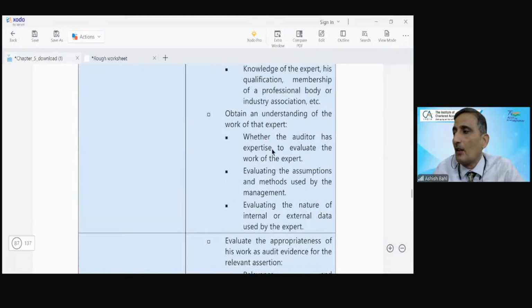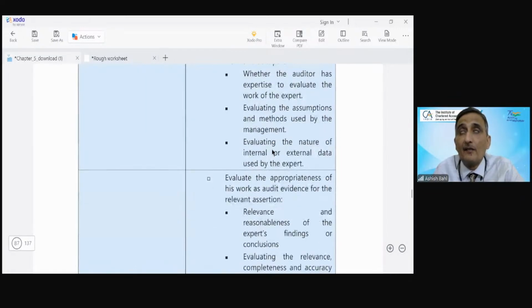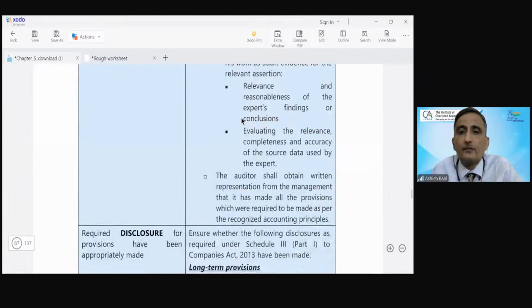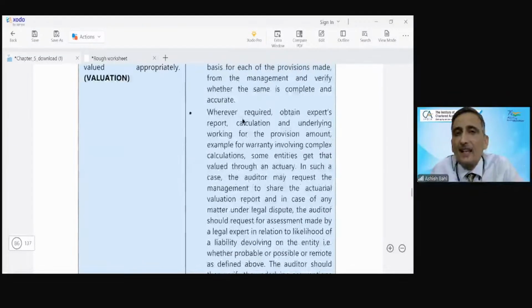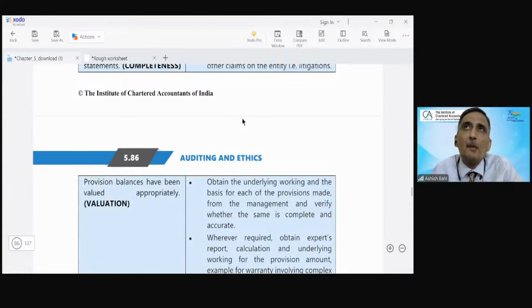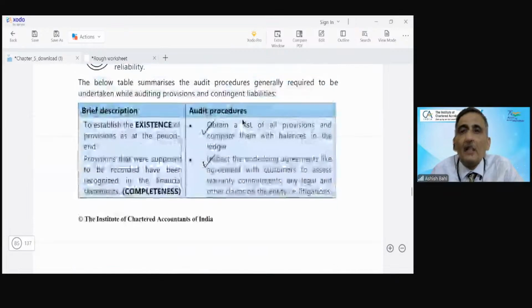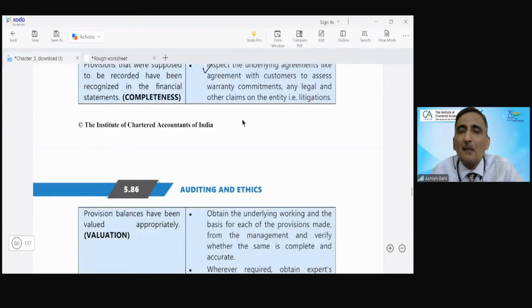Obtain an understanding of the work of that expert, which type of work has been performed, and obviously you would make a sample check on the work, whether the work performed by the expert is accurate or not. So these are all kinds of audit procedures which would be performed by the auditor while verifying provisions. And similarly, the same can be written about contingent liabilities.